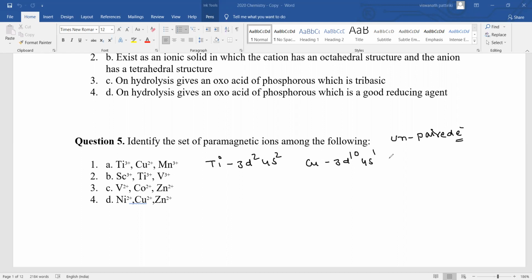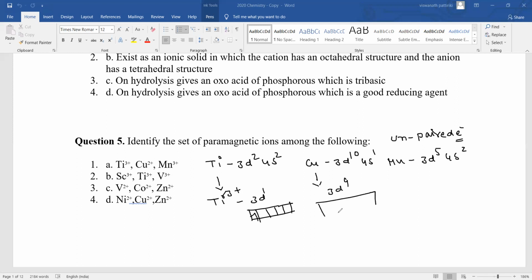And the next one, manganese. Manganese is 3d5 4s2, so this is the general electronic configuration of these elements. So Ti3+ means what? We have to remove the 3 electrons. So then what do we have? 3d1, like this. So 3d1.